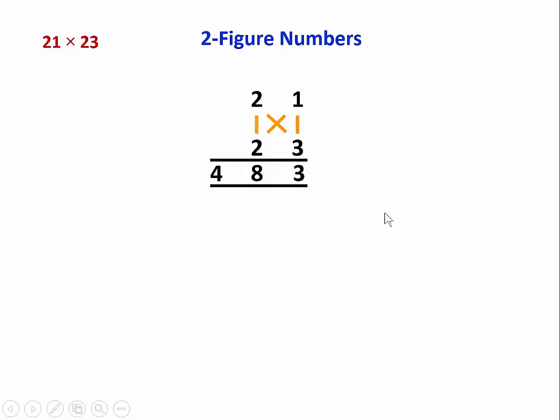We get 483. And it's easy to understand what we're doing because we're multiplying units by units to get the units. And then we're collecting up the tens by doing the crosswise step. We're multiplying tens by units and units by tens, so that gives us 8 in the tens place. And then we're doing tens times tens, which gives us hundreds, so we get 4 hundreds.